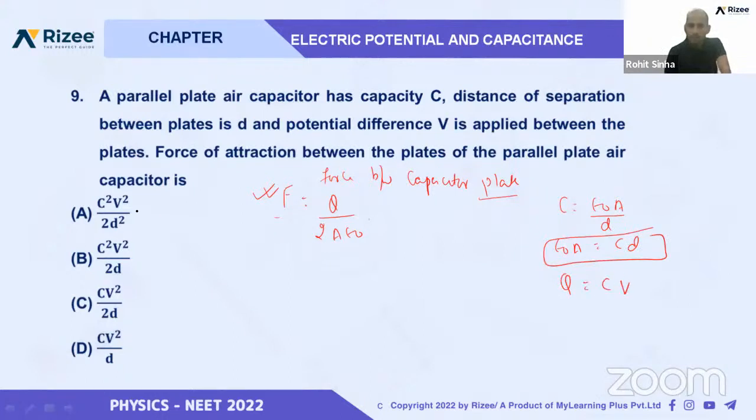Why am I putting it like this? Because I am seeing the options in terms of CV and D. So we can write the force like this: Q is equal to CV, and 2 epsilon naught A from CD, like this, C into D. Formula is F is equal to Q square, that means C square V square. You can solve it like this. Try on your own.